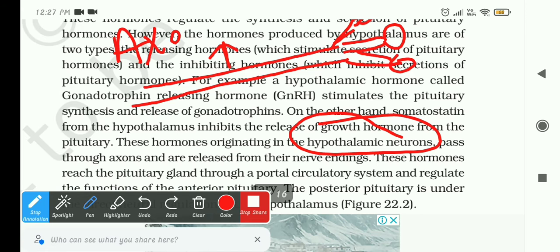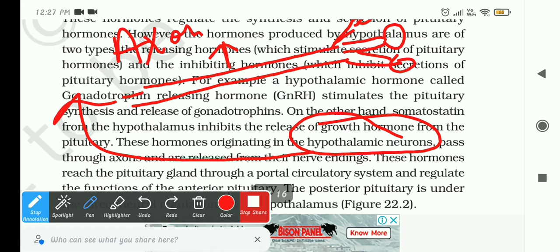This will originate from hypothalamus neurons, pass through our axons, and be released through the nerve ending.